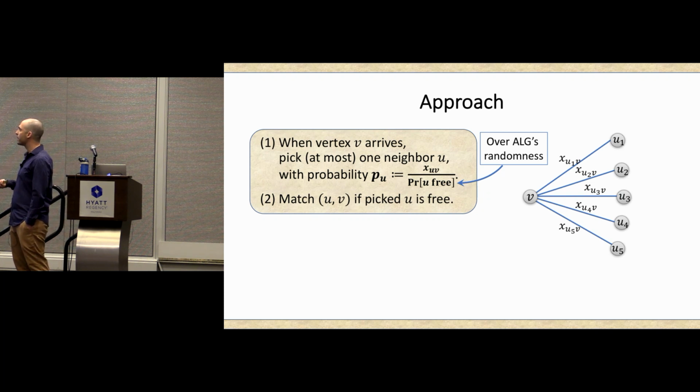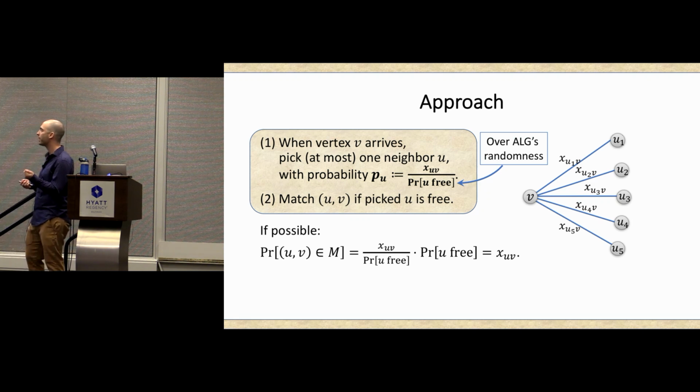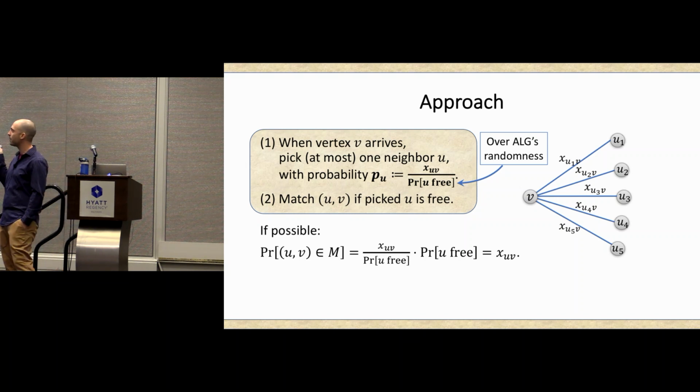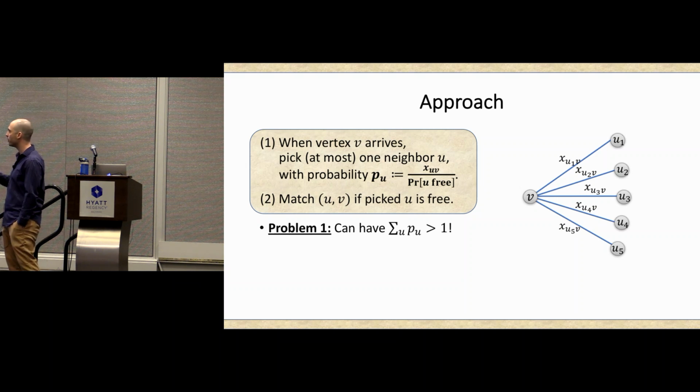So if I could implement this high-level approach, I'd be able to match each edge UV with probability exactly XUV, because steps 1 and 2 are independent of each other. Unfortunately, for step 1 to work, I need the sum of the PUs to be at most 1, because I'm picking at most one node always. And for all fractional algorithms that we know that do something non-trivial, this sum can sometimes be greater than 1. So this is impossible to implement.